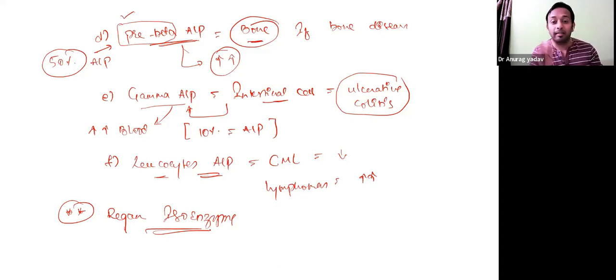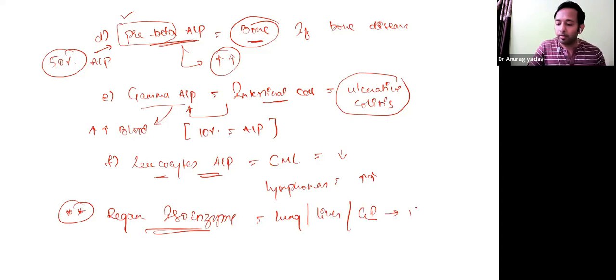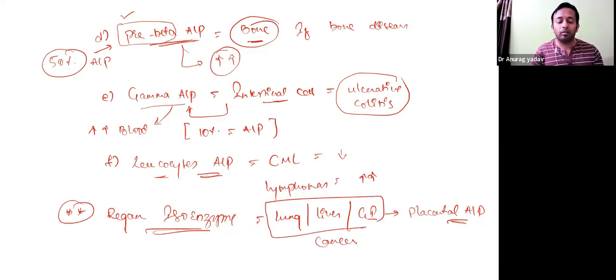In a particular cancerous condition, like cancer of the lung, liver, or GI tract, there is elevation in a type called placental type of ALP. When there is cancer of these tissues, there is elevation in a type of isoenzyme which is called the placental form. And this kind of isoenzyme we call Reagan's isoenzyme.